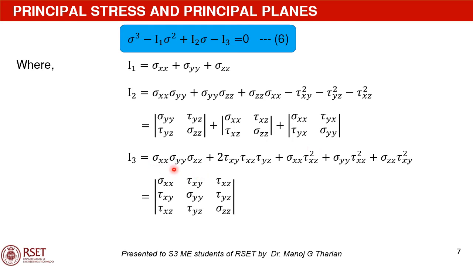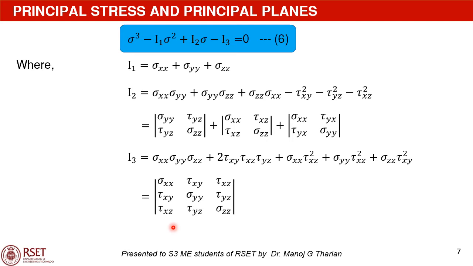I3 is equal to sigma xx into sigma yy into sigma zz plus 2 tau xy into tau xz into tau yz plus sigma xx into tau yz square plus sigma yy into tau xz square plus sigma zz into tau xy square, which is equal to the determinant of the given stress matrix.